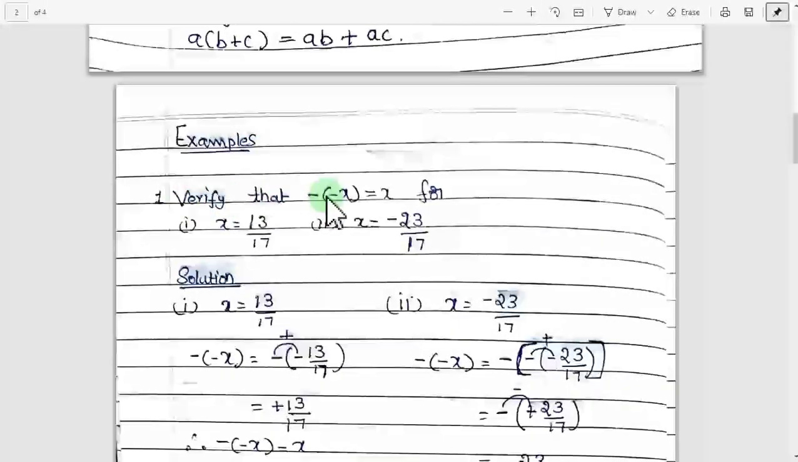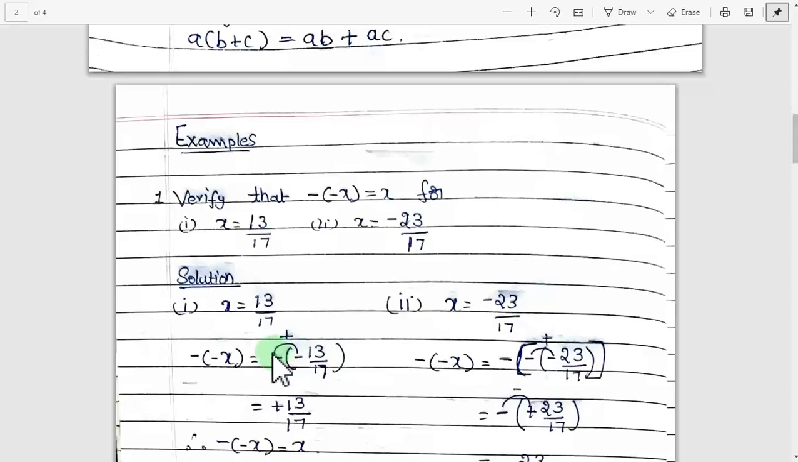Verify that minus into minus x is equal to x for x is equal to 13 by 7 and x is equal to minus 23 by 7. First we will take the first sum, x is equal to 13 by 7. We will find out minus into minus x. Minus into minus x is equal to minus into minus, where the x value is 13 by 7.